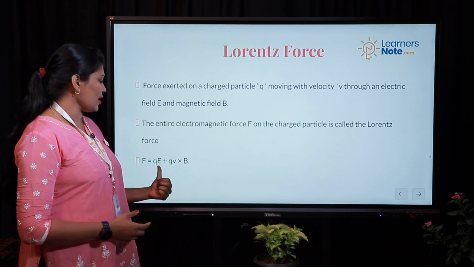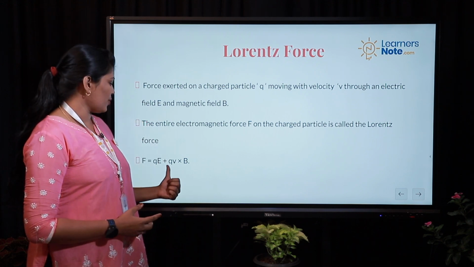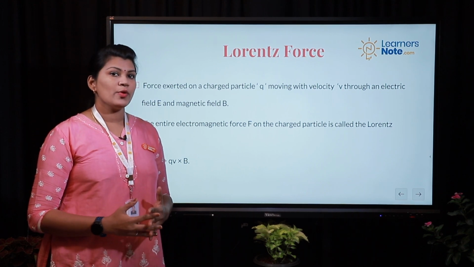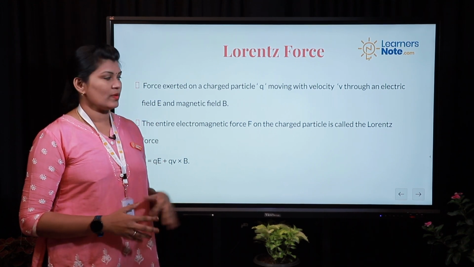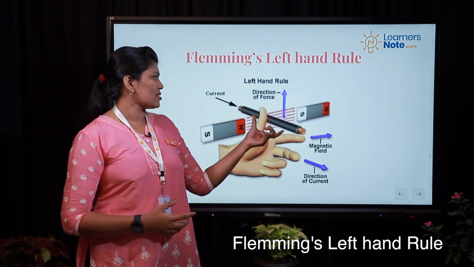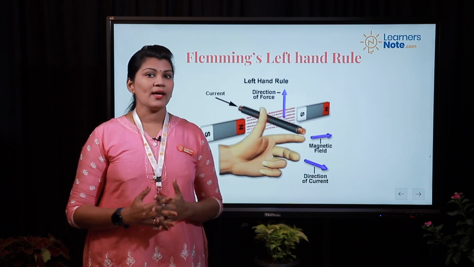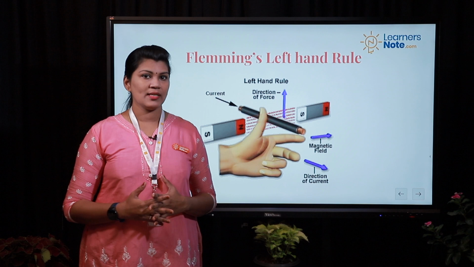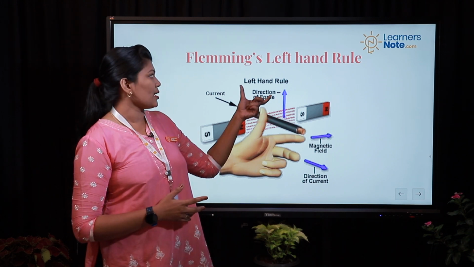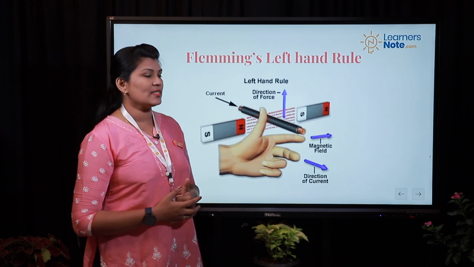Here, QE corresponds to the force due to the electric field, and Q into V cross B represents the force experienced due to the uniform magnetic field. Fleming's left hand rule is used for finding the direction of that force, that is, the force experienced by the charged particle Q. The direction can be found by using this principle.